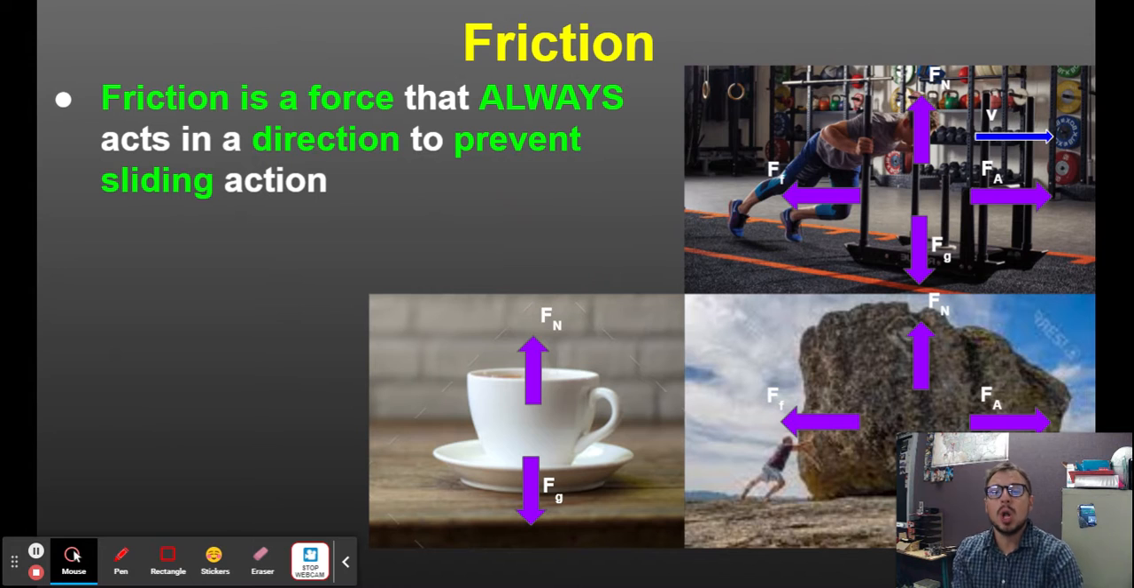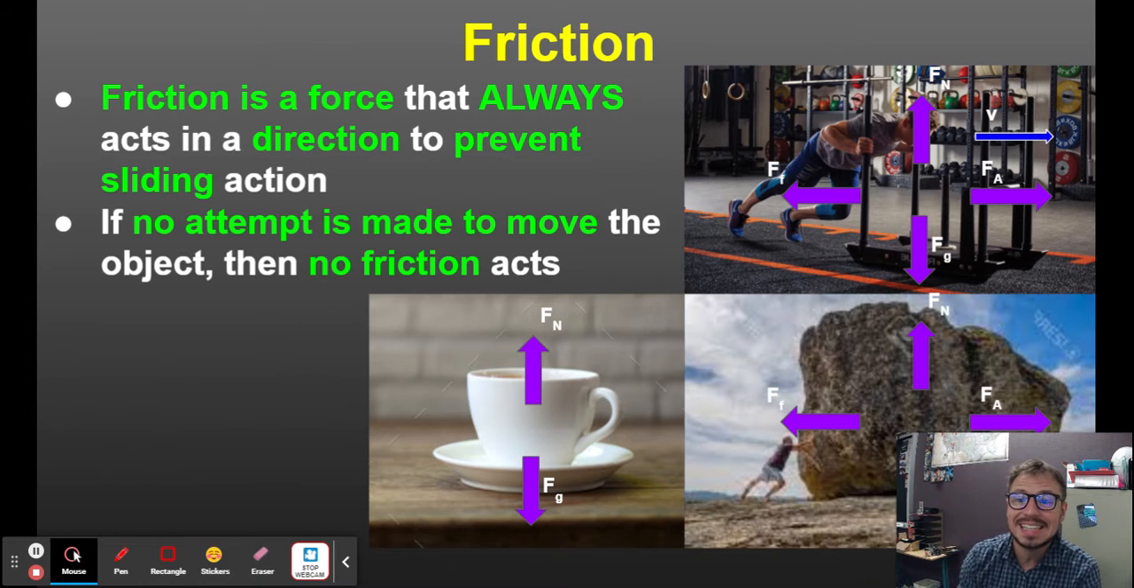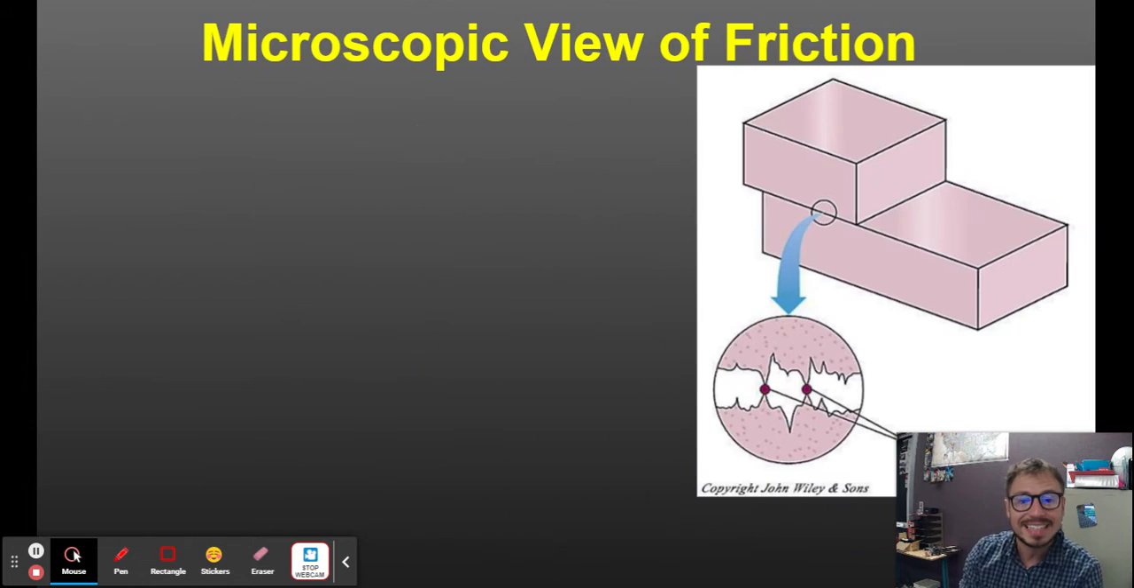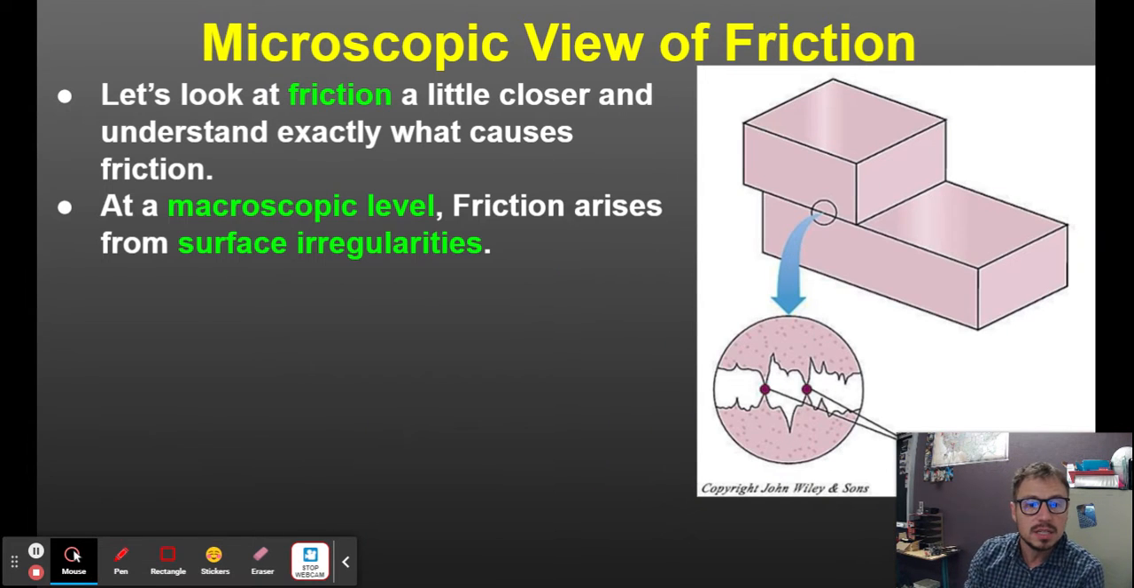Now, friction is a force that always acts in the direction to prevent a sliding action. If no attempt is made to move the object, then no friction acts. So even if you're pushing something and it doesn't move, that's friction preventing it from sliding along the ground. Now, what is friction?